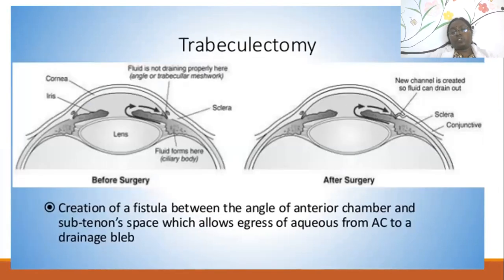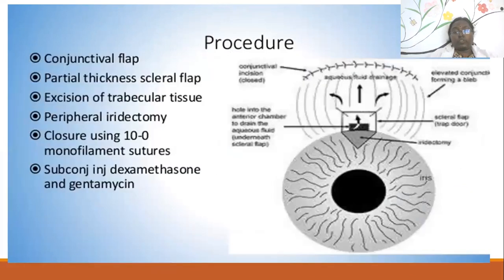Surgery includes trabeculectomy, where a fistula is created between the angle of the anterior chamber and the subtenon space, which allows the egress of aqueous from the anterior chamber to a drainage bleb below the conjunctiva. So the procedure is to create a conjunctival flap that is limbus based or fornix based. This will be limbus based. A partial thickness scleral flap is raised, and you excise the trabecular tissue.